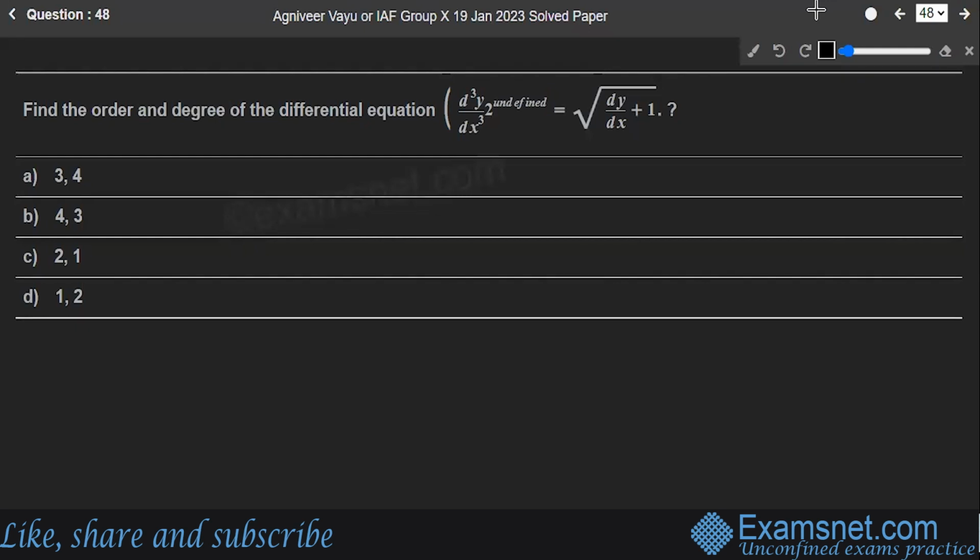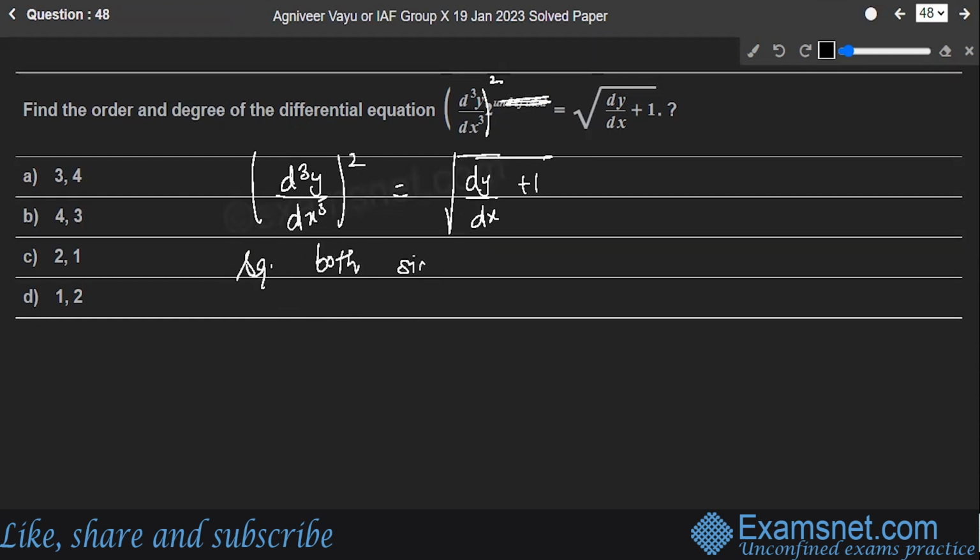Question number 48. Find the order and the degree of this differential equation. Let's write it properly because it's not clear. It's supposed to be like this: (d cube y upon dx cube) whole raised to power 2 is equal to root of (dy by dx plus 1). So squaring both sides, because I have to take the root of it, since it is not a polynomial differential equation as the power is 1 by 2, you have (d cube y upon dx cube) whole raised to power 4 is equal to dy by dx plus 1.